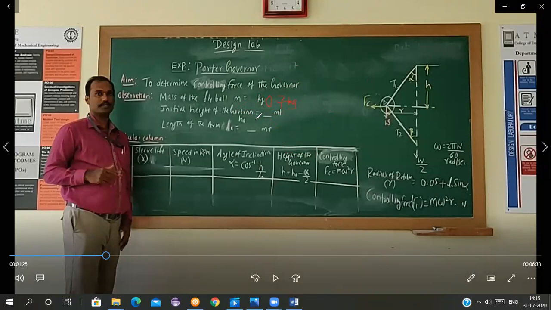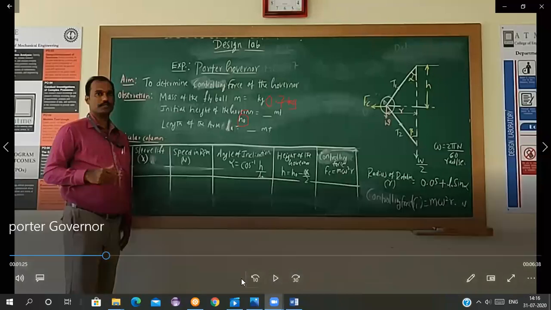Initial height of the governor. Initial height of the governor means the height when your sleeve has not lifted up. It is denoted by H naught here. So the initial height is when the sleeve is not lifted up.